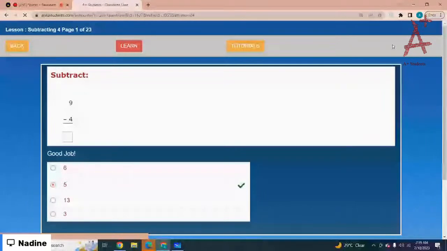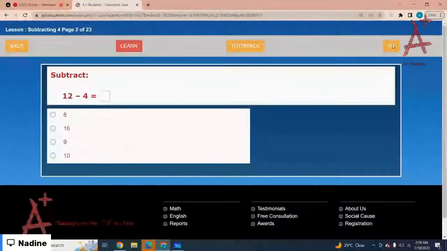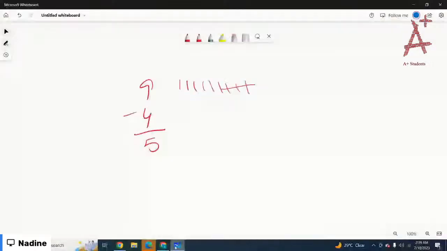The next one is 12 take away 4. So let's just start with 12 and go back 4 numbers. So it would be 12, 11, 10, 9, and the fourth one is 8. So when you go back 4 numbers, it would be 8. So 12 take away 4 is 8. So the correct option is 8.